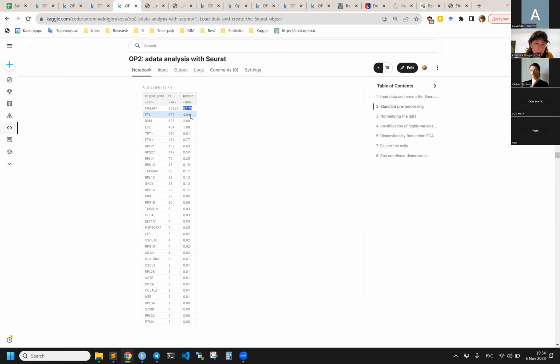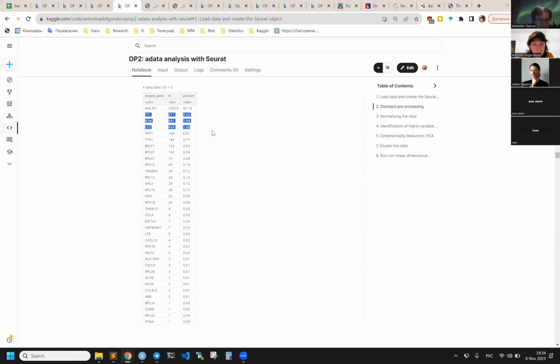So previously we thought that this is a high variability, but obviously it's not. Just MALAT is outstanding here, and all the other highest genes are just equally represented in 1, 2, 4 cells. So it's just meaningless information here. Maybe these several genes may say something to you. I don't know, not sure.